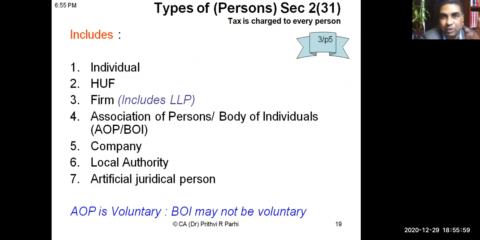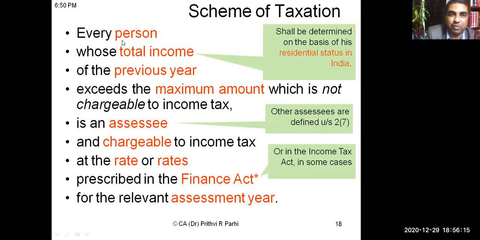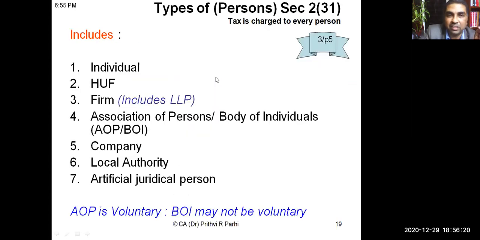Now, first we'll be understanding the meaning of person. If I need to understand the meaning of person, I have to refer to section 2, clause 31. There, person has been defined. Our first sentence says every person, so first we'll understand the meaning of person, then total income, then previous year, like this, we'll proceed. As you can see, the definition is an inclusive definition. I have already informed you before that definitions can be inclusive, can be exhaustive, can be inclusive cum exhaustive, like this. Is it not? Have you remembered?